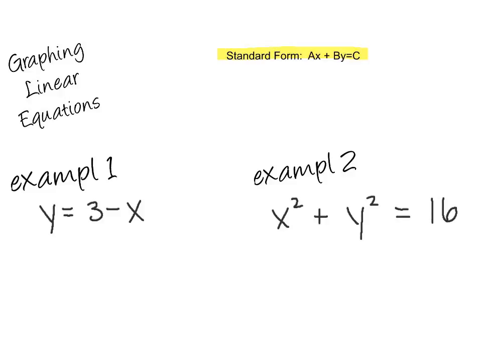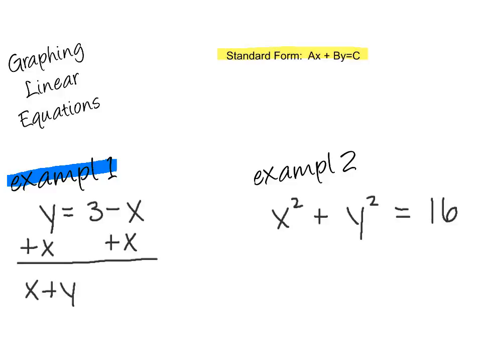So if we look at this first example, example 1, we have y equals 3 minus x. We want to see if we can get it into that standard form. So if I add my x on both sides, now I have x plus y equals 3. So this looks very similar to my standard form. Actually looks exact, so this equation is linear.